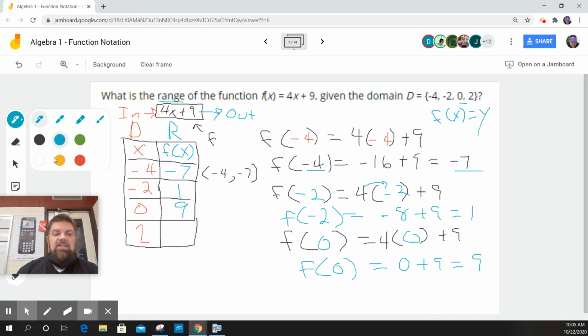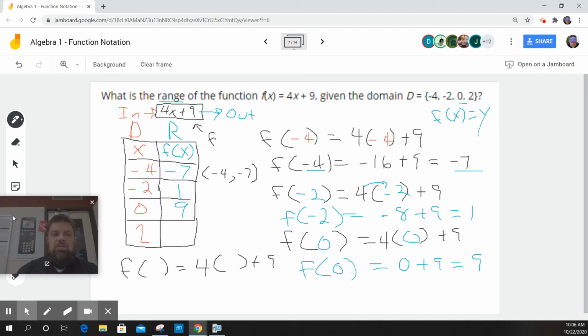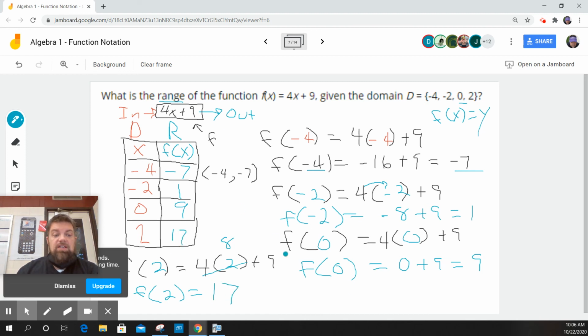And then lastly, I'm going to, over here, I'm going to say f of something is equal to 4 times that same something plus 9. Well, what's the something this time? A positive 2. So f of 2 is equal to 4 times 2 is 8. 8 plus 9 is 17. So that's 17. So what's the range?